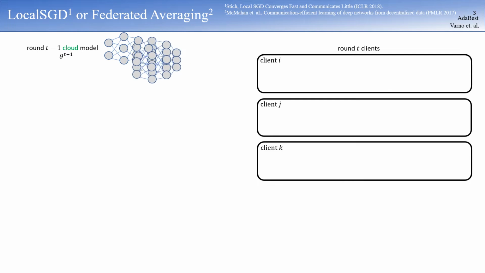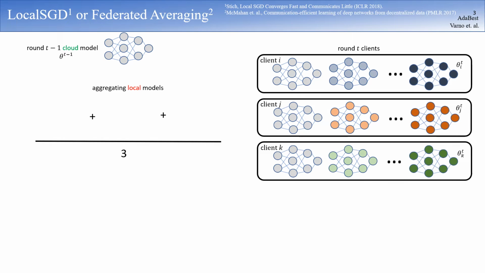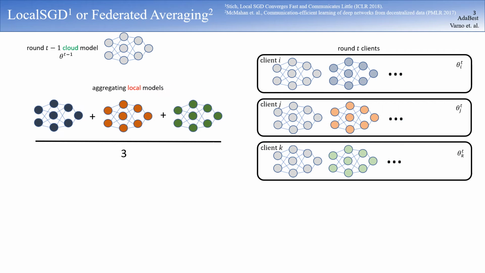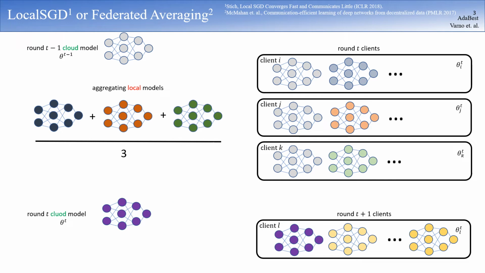At the beginning of each round, the server sends its cloud model to a random selection of devices known as clients. These copies are trained locally, then they are sent back to the server and are averaged out. The result is the cloud model of the next round. The cycle repeats until the algorithm converges.